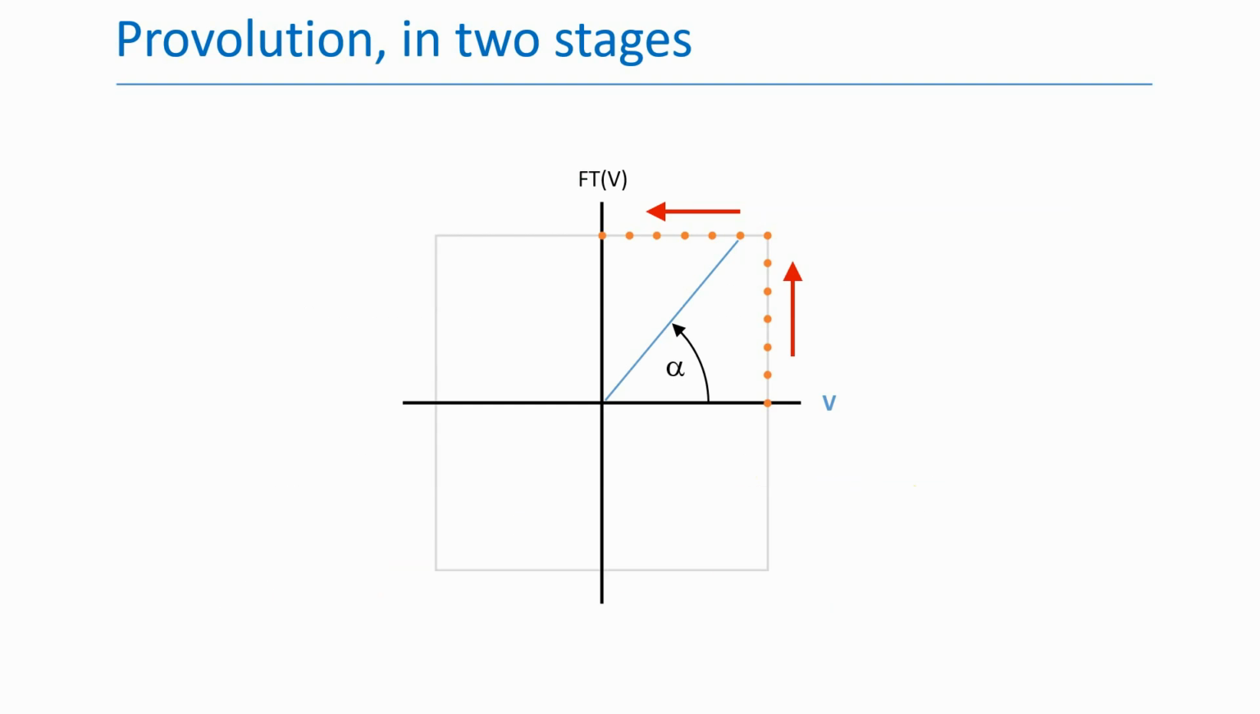A few slides ago, we drew the Fourier transform as a quarter turn around a circle. In contrast, we can draw provolution as a quarter turn around a square. The two half sides are the two different stages of provolution. In the first stage, the vertical distance increases while the horizontal distance stays constant. Then, in the second stage, the horizontal distance decreases while the vertical distance stays constant.